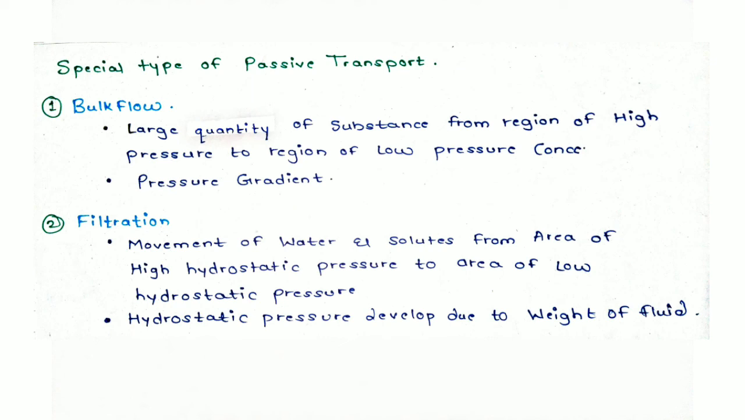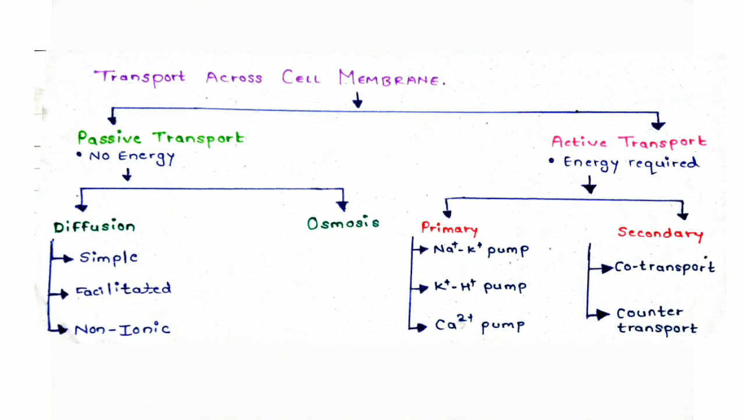The second type is filtration. So movement of water and solute from area of high hydrostatic pressure to area of low hydrostatic pressure is called filtration. Hydrostatic pressure here is developed due to the weight of the fluid. So this was all about passive transport across the cell membrane.